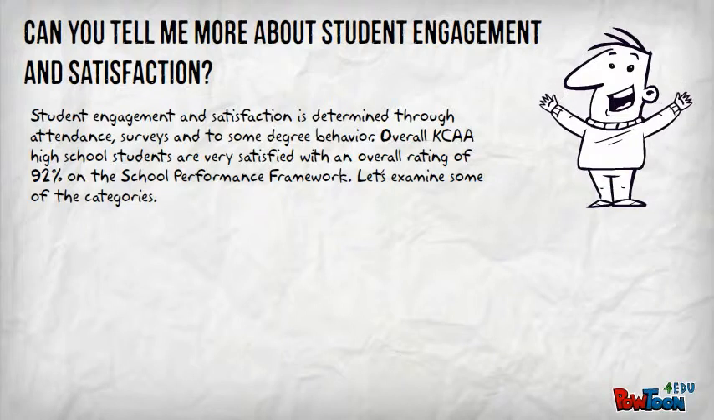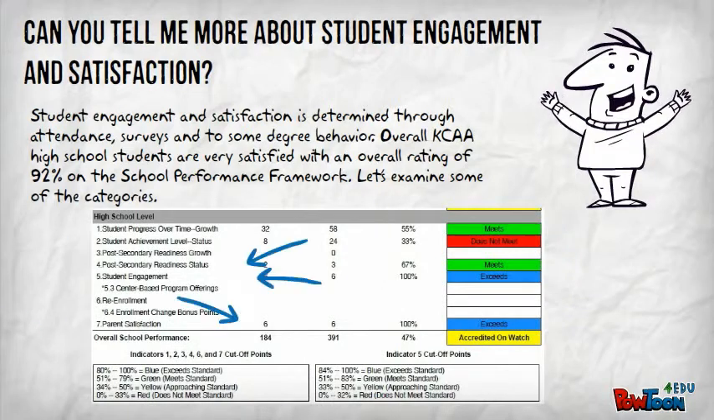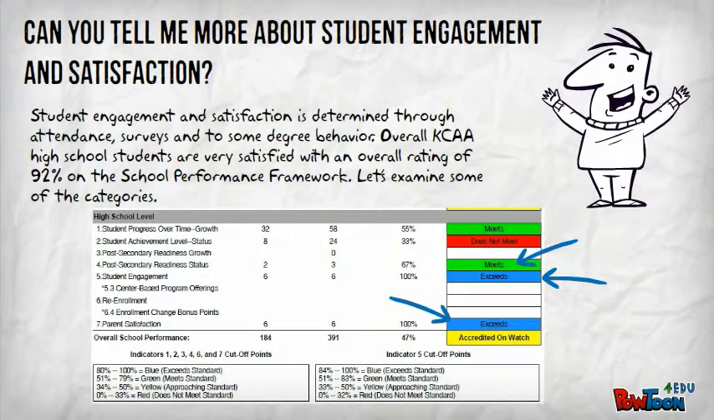Can you tell me more about student engagement and satisfaction? Sure. Student engagement and satisfaction is determined through attendance, surveys, and to some degree behavior. This is another place where we get points on that school performance framework. Overall, KCAA high school students are very satisfied, with an overall rating of 92% on the school performance framework.